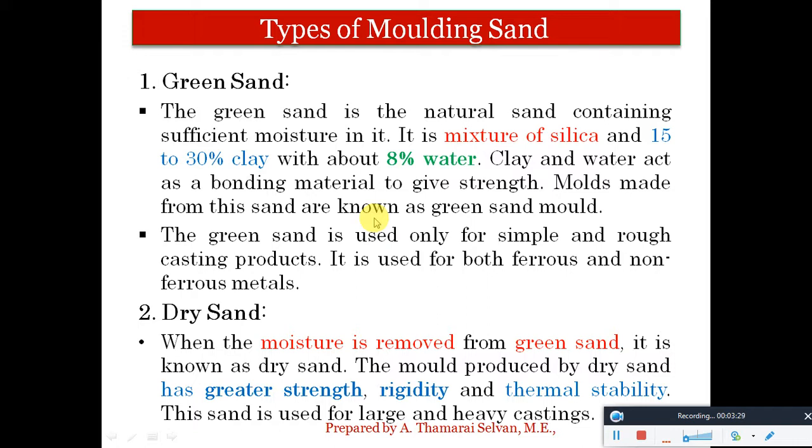In dry sand, the moisture is removed from the green sand. It is known as dry sand. The mold produced by the dry sand has greater strength, rigidity, and thermal stability. Once the mold is formed, we remove the moisture from the molding sand and the mold, so as to make it dry, so that the rigidity of the mold would be maintained.